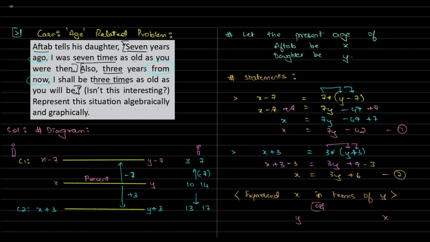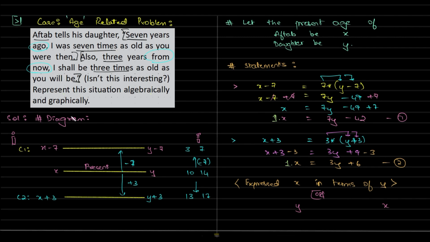So what does that mean? Expressing x in terms of y, all it means is x is alone with its coefficient being equal to 1, and everything else is on the right hand side. Here too, x is alone with a coefficient of 1, and everything else is on the right hand side again. So this is nothing but expressing x in terms of y. We have represented this situation algebraically, and next we have graphically.